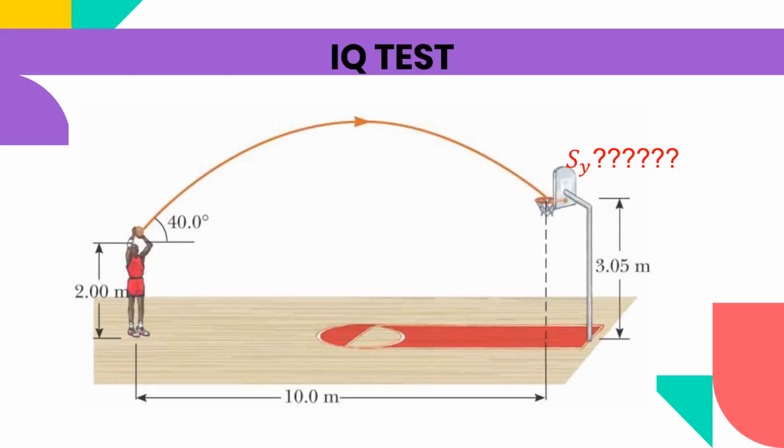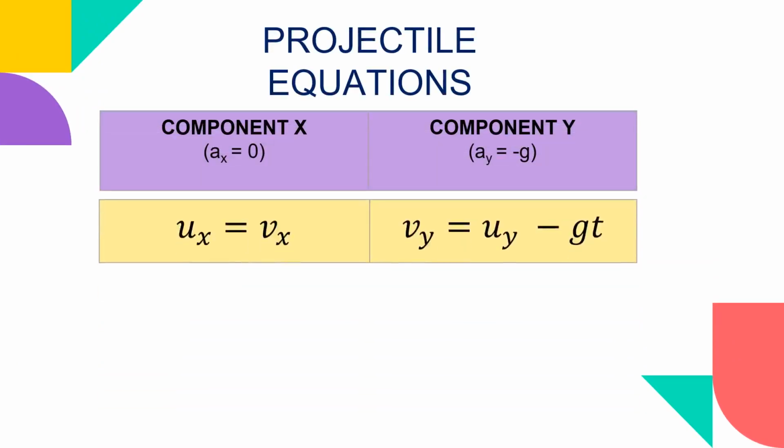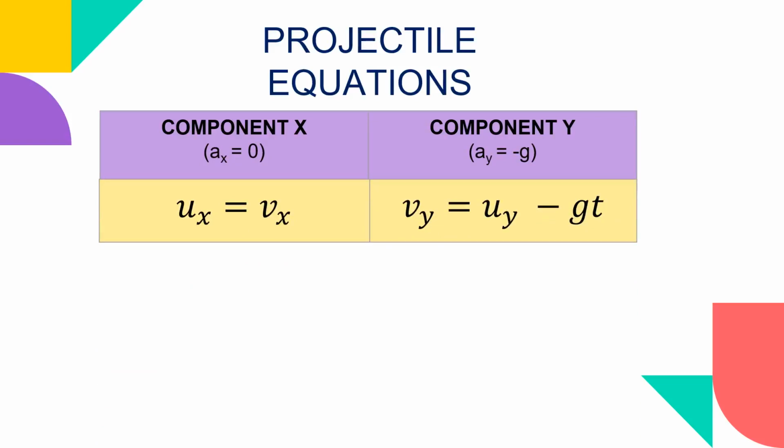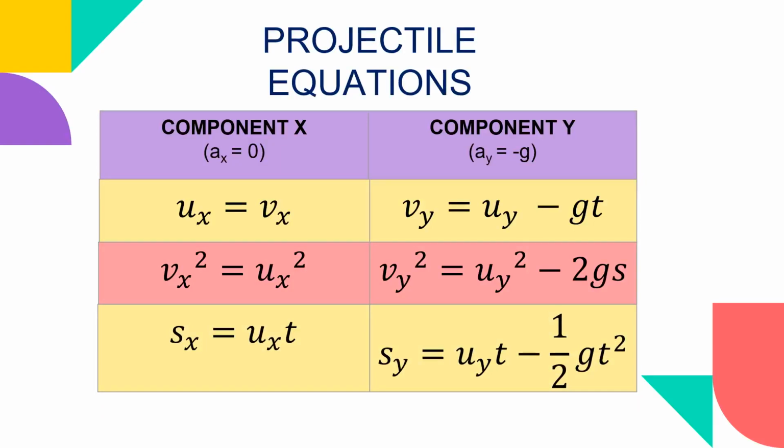Let's test our concept understanding. From this example, what is the value of Sy? The answer is 1.05 meters. Projectile equations. For the x component, ax is 0, and for the y component, ay is negative g.